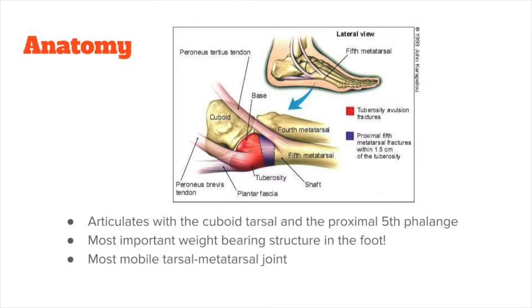Shown here is the lateral view of the fifth metatarsal and other structures in contact with it, including the peroneus brevis and tertius tendons, the plantar fascia, fourth metatarsal, and cuboid, all of which are vital to the role of the fifth metatarsal in maintaining the tripod effect of the foot. This bone receives its blood supply from arterial branches of the dorsalis pedis, posterior tibial, and peroneal arteries.